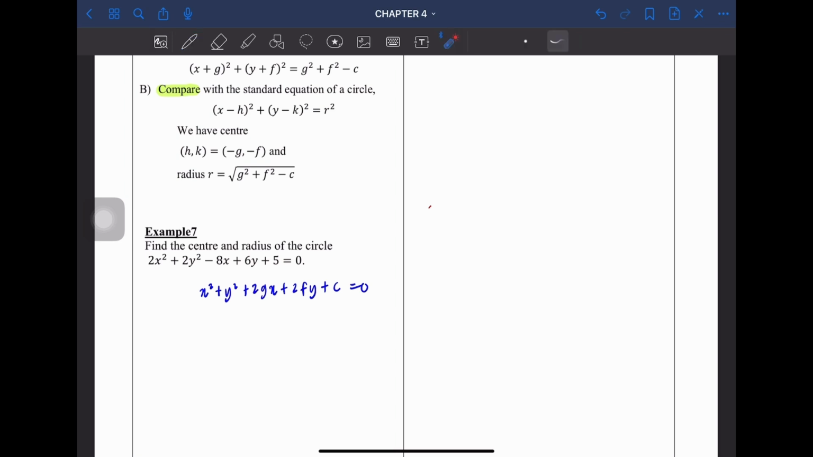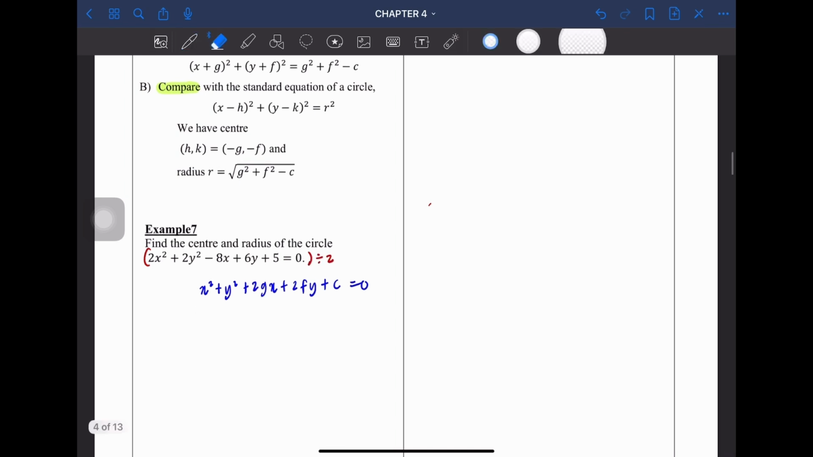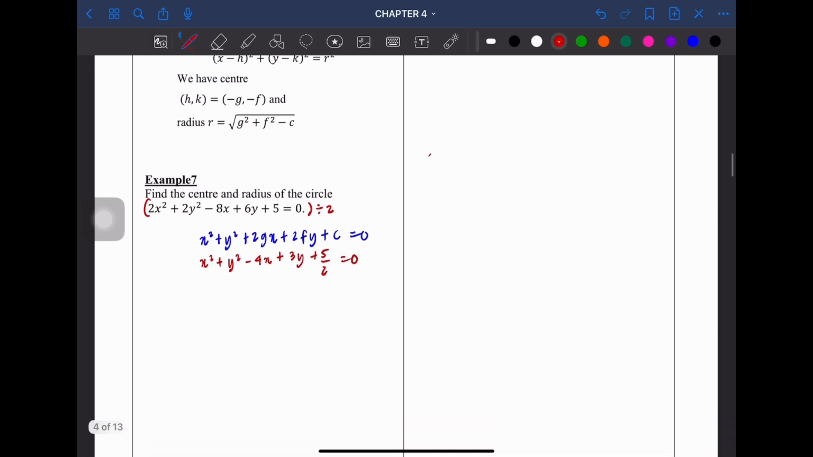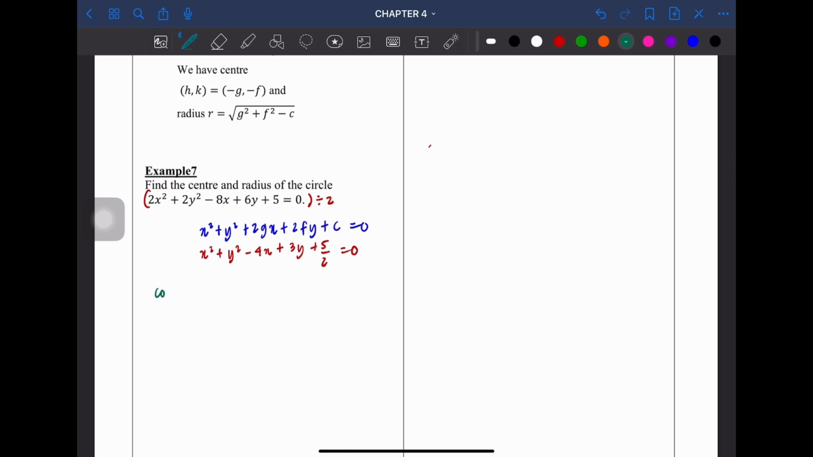Why? Because notice that we have 2 at the front of x squared and also y squared. So what do we do with this whole equation? We're going to divide by 2 to eliminate the 2 at the front. So now our equation of the circle will be x squared plus y squared minus 4x plus 3y plus 5/2 equal to 0. This is your new equation of the circle. Now we're going to compare because it already looks the same.